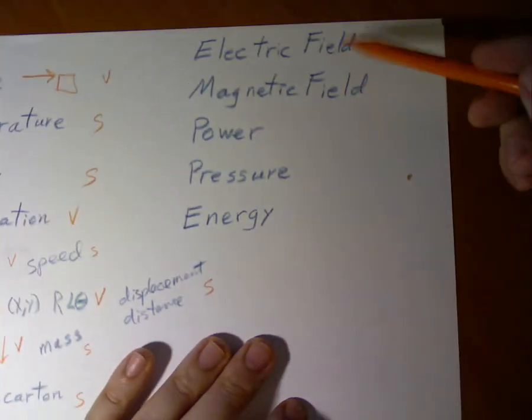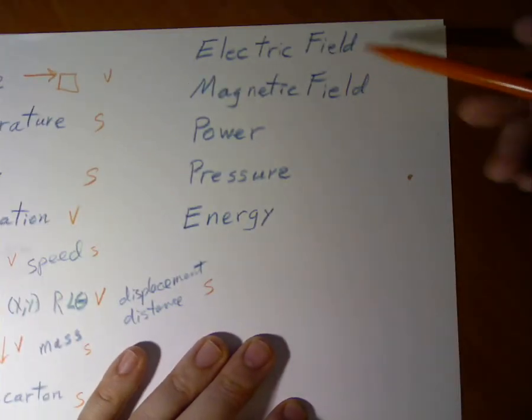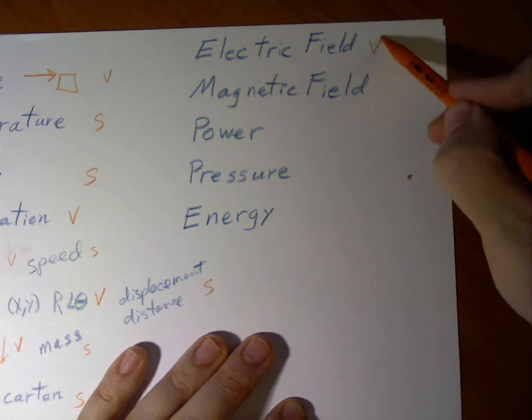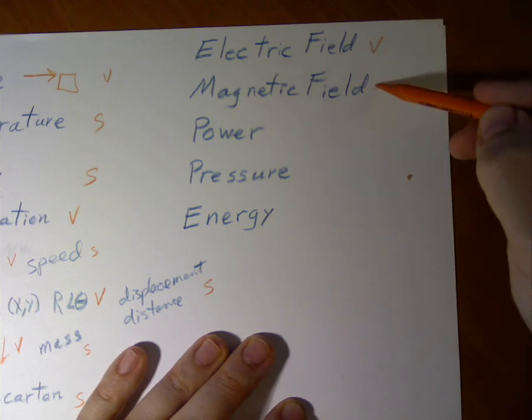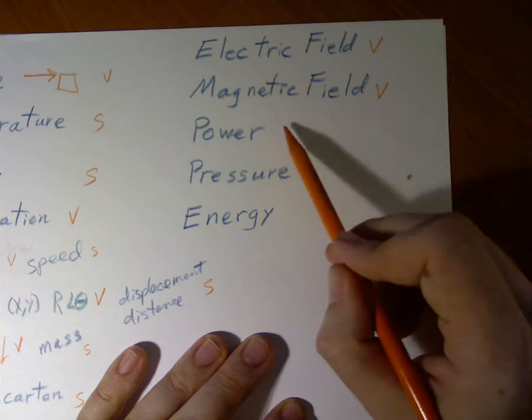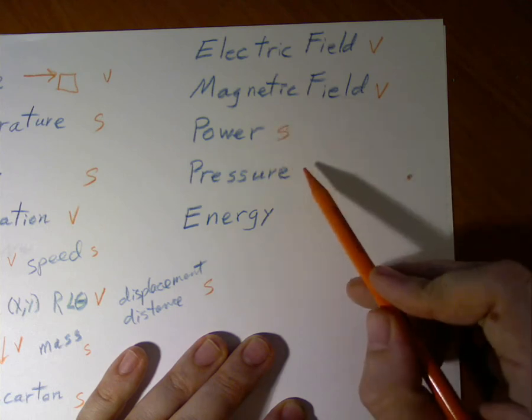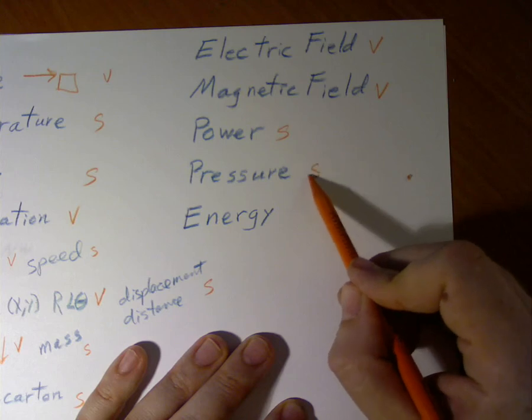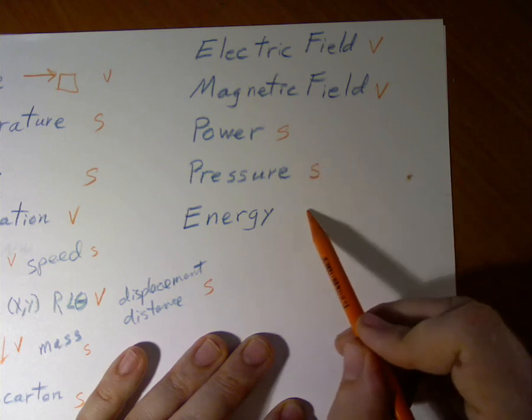How about the electric field? Well, it has a direction. That's a vector. Magnetic field, same way. Power, just a number. Pressure, likewise. Energy, same here, it's just a number.